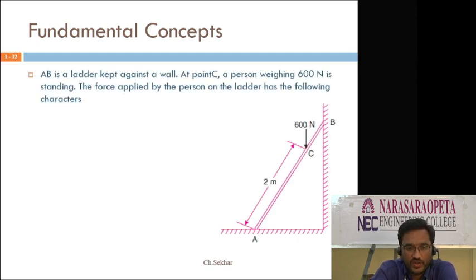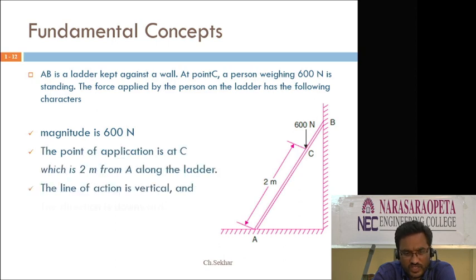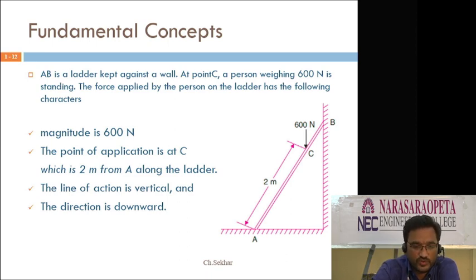For understanding the characteristics of forces, here we take one simple beam. AB is the beam. At point C, we apply a point load. The magnitude of this force is 600 newtons, and the point of application is point C. The line of action is vertical, and the direction of the force is downward. This diagram helps us understand the characteristics of forces.